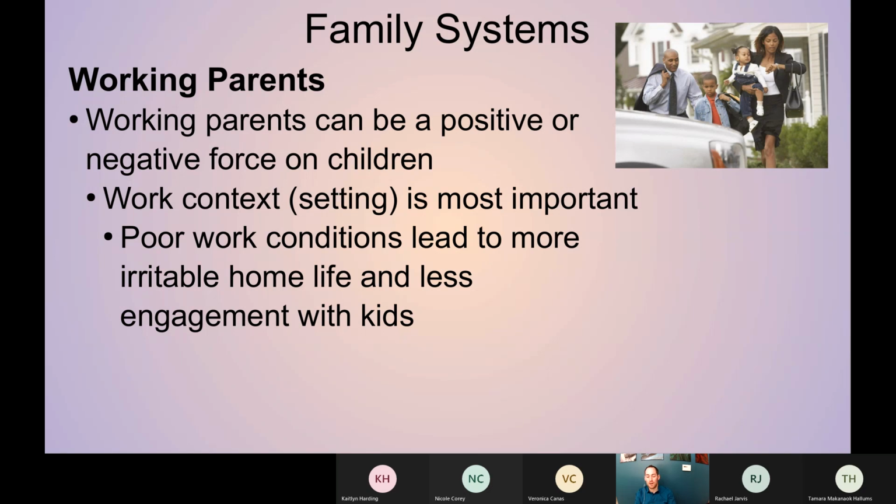So do the children have the resources they need? Do they have the care? Do they have the warmth and responsiveness that they need? Do they have the structure that they need? Are the parents overstressed, or are the parents able to have the time and energy to work and play with kids? So it's all really dependent on other contexts, not just the work being a variable that's predictive of positives or negatives.